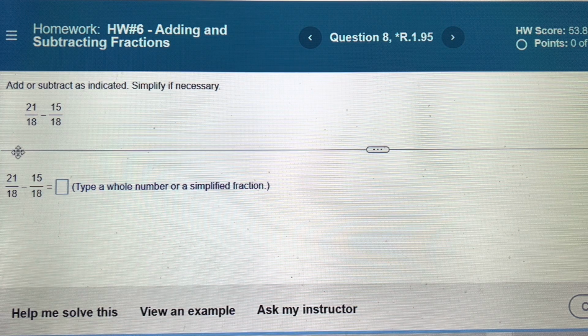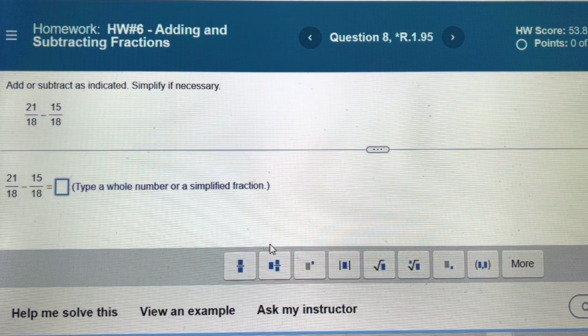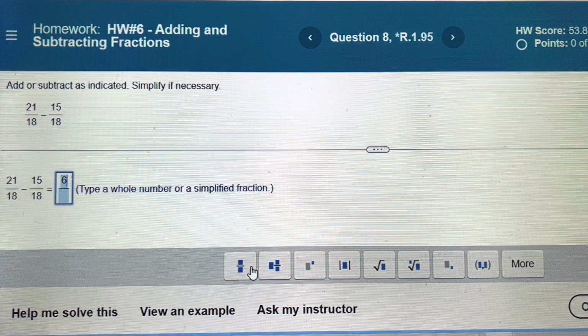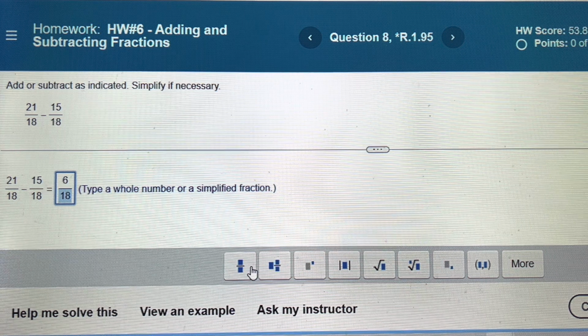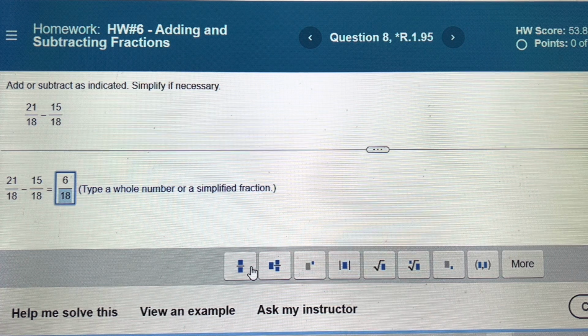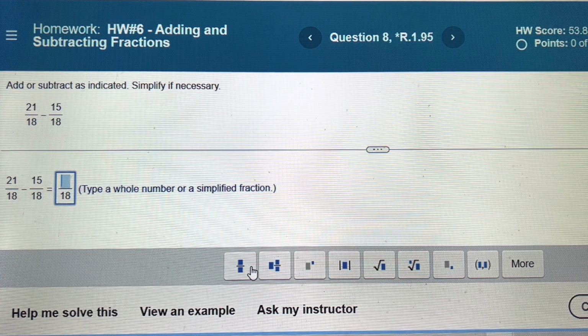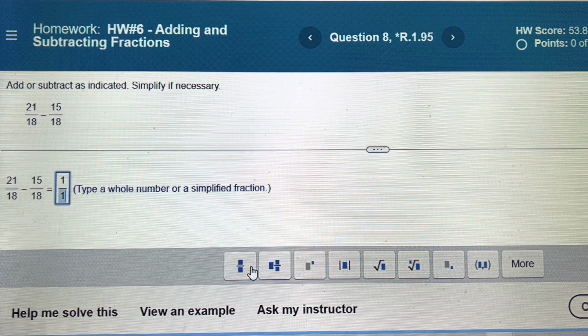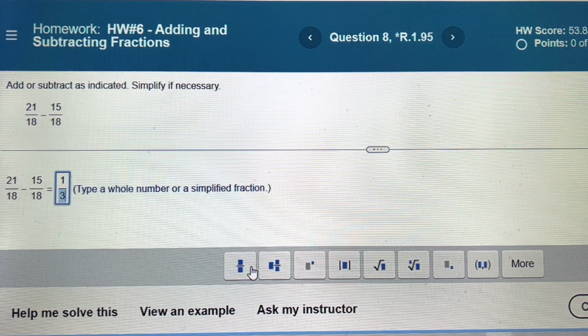Bottoms are the same already. So I just do 21 minus 15. The top is 6. The bottom stays 18. Although it says type a whole number or a simplified fraction, that actually simplifies. 6 divided by 6 is 1, and 18 divided by 6 is 3. Both of those divided by 6.